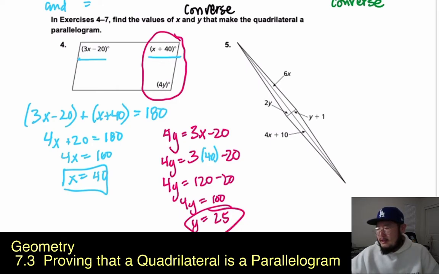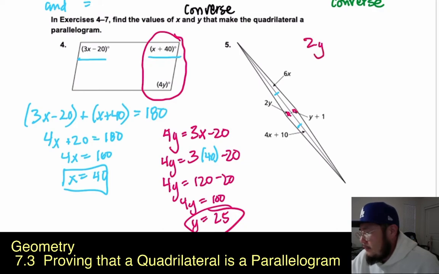Let's take a look next at number 5. It looks like they give us some information on diagonals here. And what do we know about diagonals? They bisect each other. Therefore, this 6x is congruent to this segment over here of 4x plus 10. We should also realize that this 2y is congruent to this segment of y plus 1.